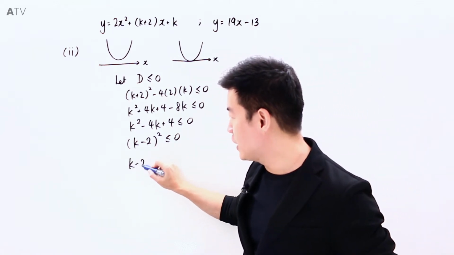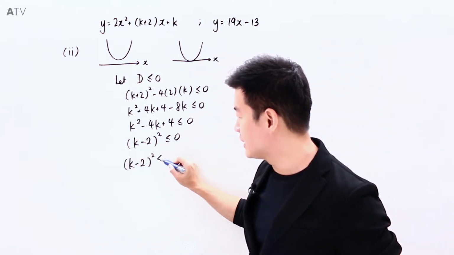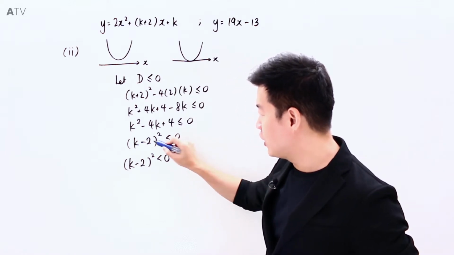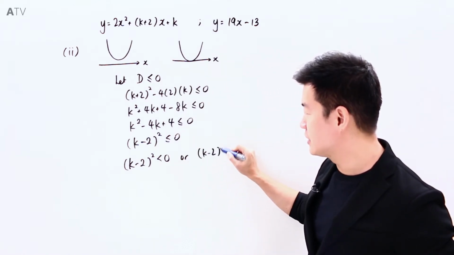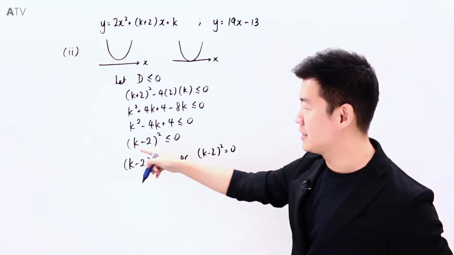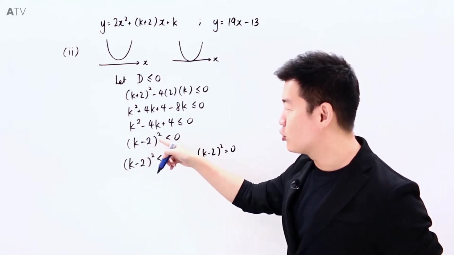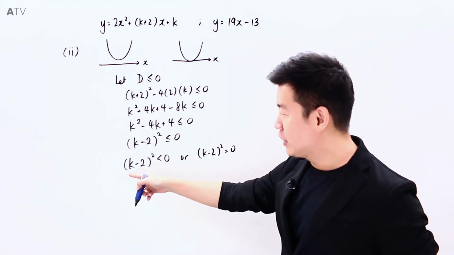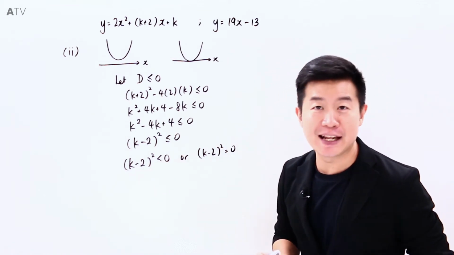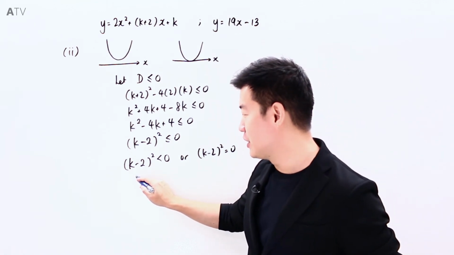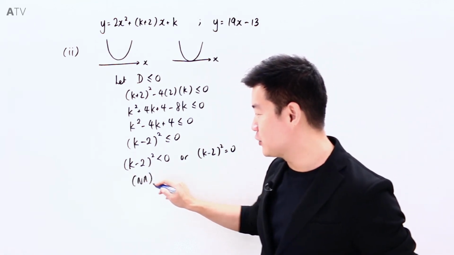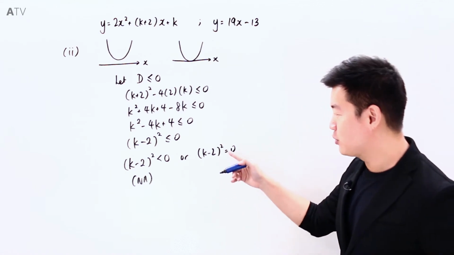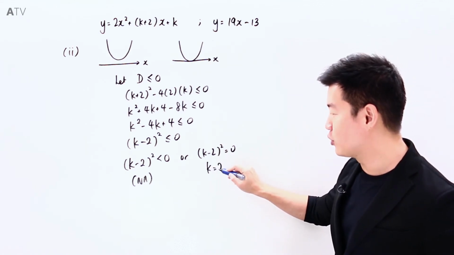which means that we are looking at two cases. One is when this is less than 0, or the other is when this is equal to 0, because this is (k minus 2) squared is less than or equal to 0. For (k minus 2) squared to be strictly less than 0, it is not possible. So we will not be able to find any values of k here. As for this to be equal to 0, k is going to be equal to 2.